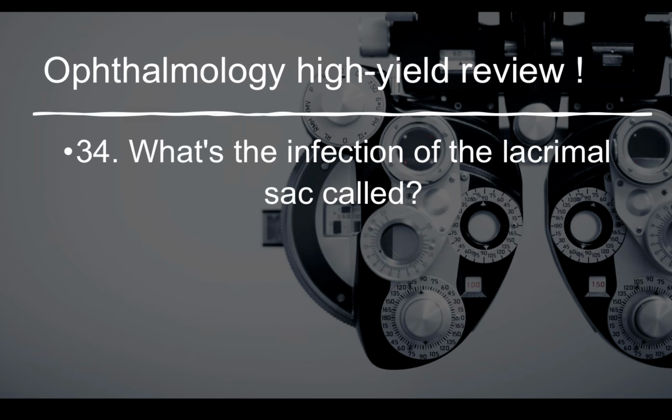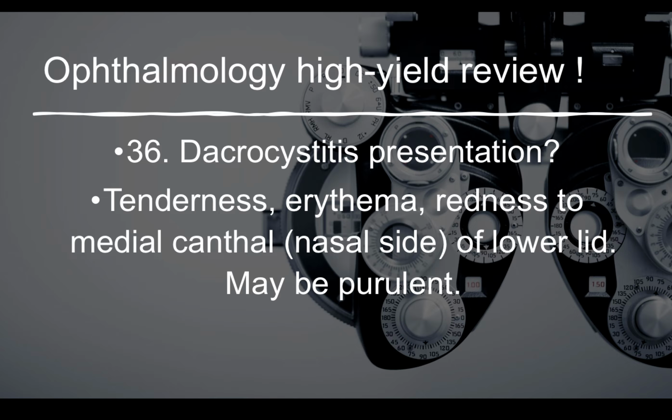What's the infection of the lacrimal sac called? So that is dacrocystitis. Dacrocystitis is infection of the lacrimal sac. Most common bug that causes dacrocystitis, that would be Staph aureus. So Staph aureus dacrocystitis. Dacrocystitis presentation: this will be the tenderness, erythema, redness to the medial canthal, nasal side of the eye, of the lower lid, may be purulent as well.